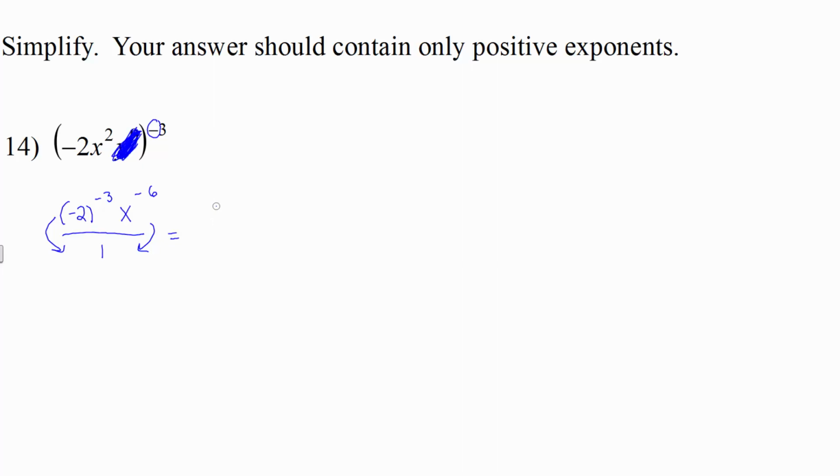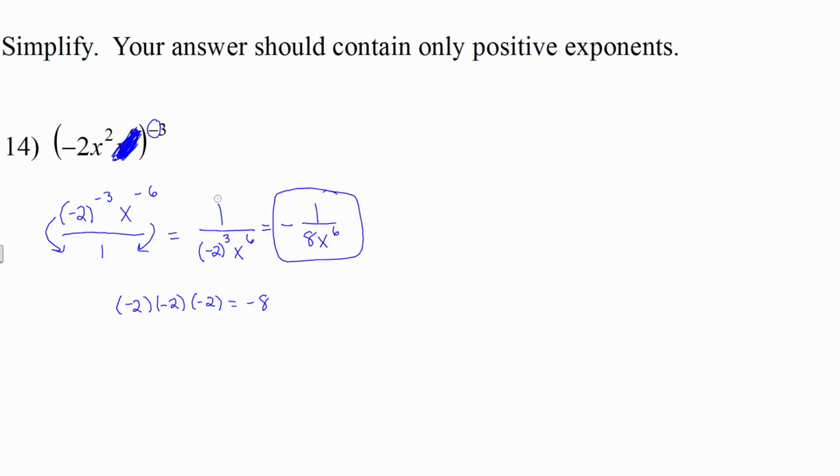And so that means we only would have a 1 on top to show it's a fraction, and we would change negative 2 to being to the positive third power and x to being to the positive 6. Once we've done that, then we can figure out what negative 2 cubed is by doing negative 2 times negative 2 times negative 2, which gives us a negative 8. So that means that our answer overall is negative, and on the bottom we have 8x to the 6th.